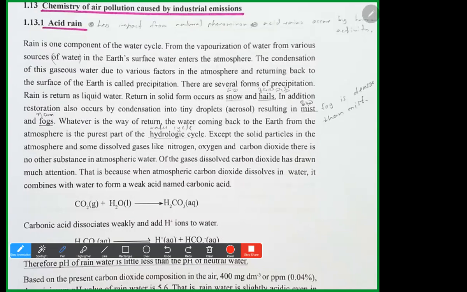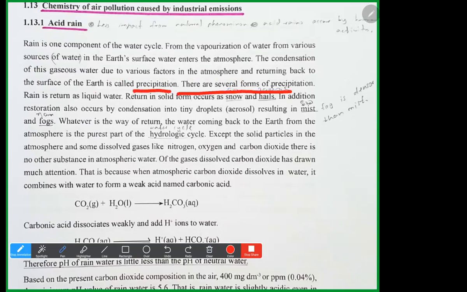Surface, water enters the atmosphere. The condensation of this gaseous water due to various factors in the atmosphere and returning back to the surface of the earth is called precipitation. Condensation of atmospheric moisture to water is condensation, and the return is precipitation.